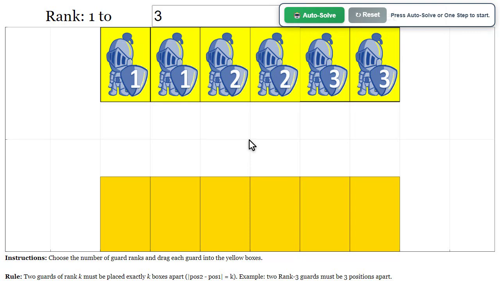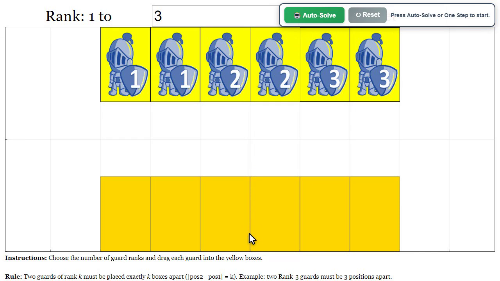The guards standing in the top row are numbered by rank. Each rank appears exactly twice. Your goal is to drag them into the yellow boxes at the bottom. But there is one rule: two guards of the same rank must be placed exactly that many boxes apart. Rank 1 guards, 1 box apart. Rank 2 guards, 2 boxes apart. Rank 3, 3 apart, and so on.